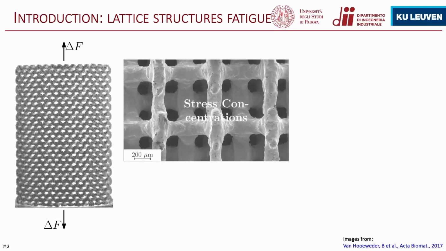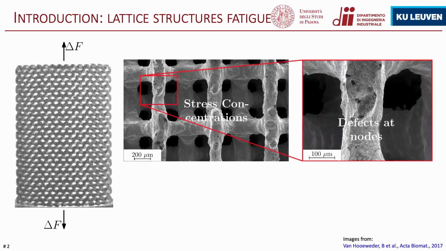And if we look closer at the lattice structure at the scale of individual unit cells, we can see that there are a lot of stress concentrations, which can potentially be very severe at each node of the lattice structure. And if we look even closer, we can see that there are defects at these stress concentrations, further weakening the structure fatigue limit.